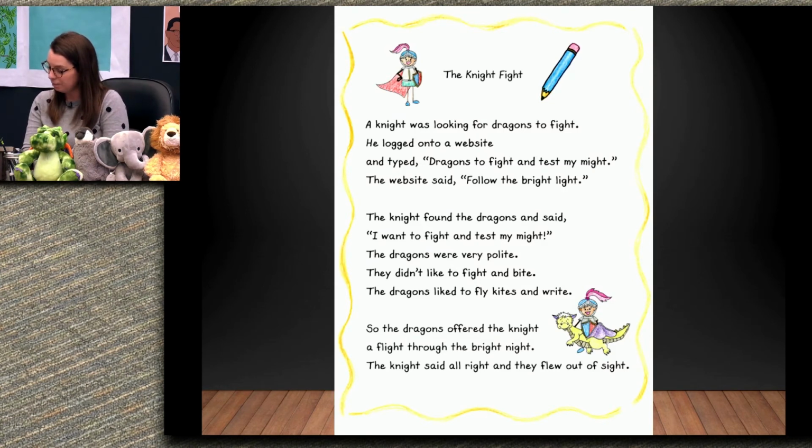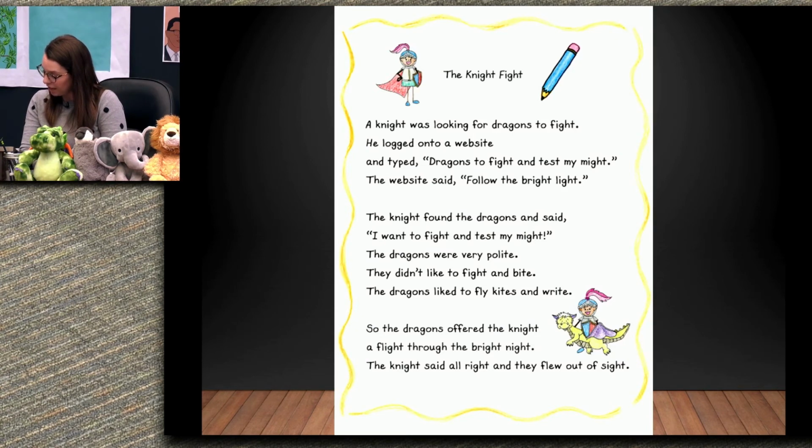The night fight. A knight was looking for dragons to fight. He logged onto a website and typed dragons to fight and test my might. The website said, follow the bright light.